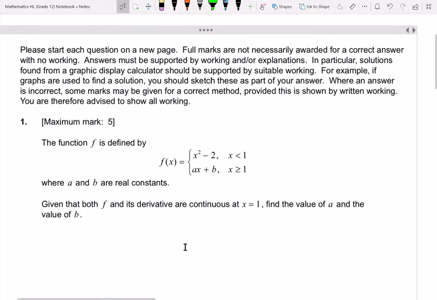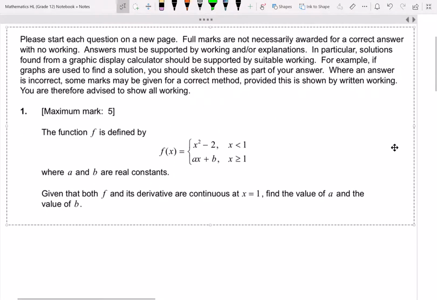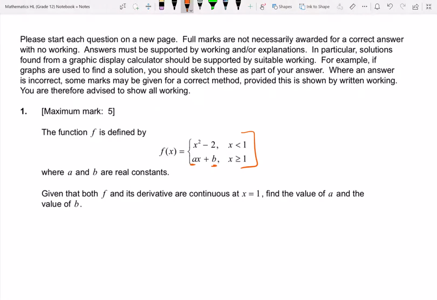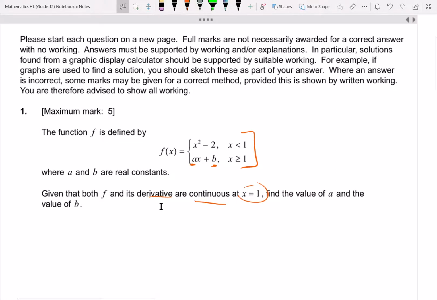So we're going over problem 1 from the practice test. In this one, we're given a piecewise function, right? It's defined in two pieces. A and B are constants, right? Here's A, here's B. We're told that this function is continuous, and so is its derivative at x equals 1. We want to find the value of A and B, all right?